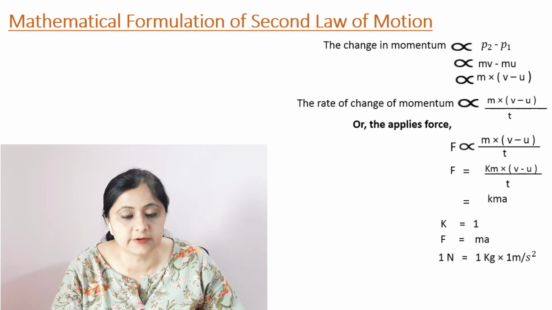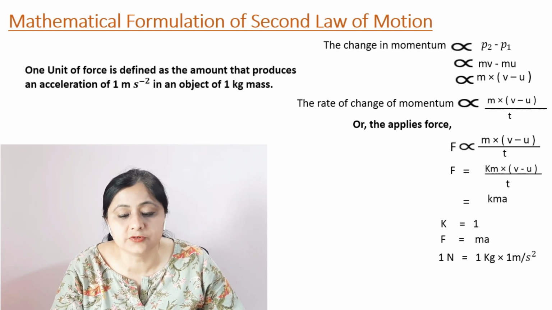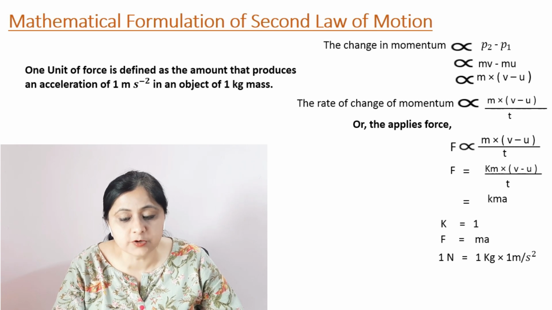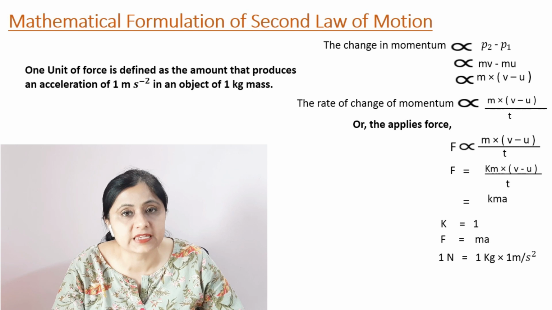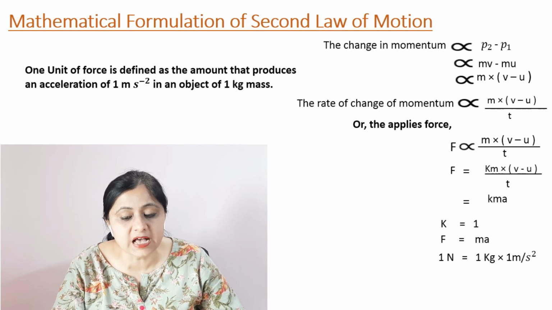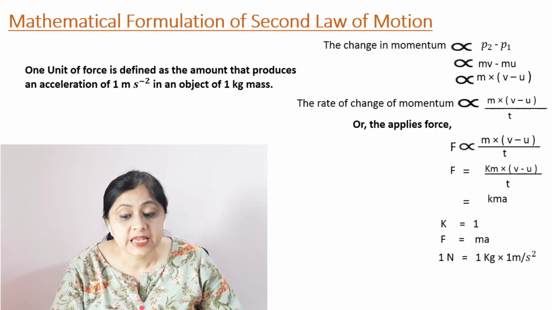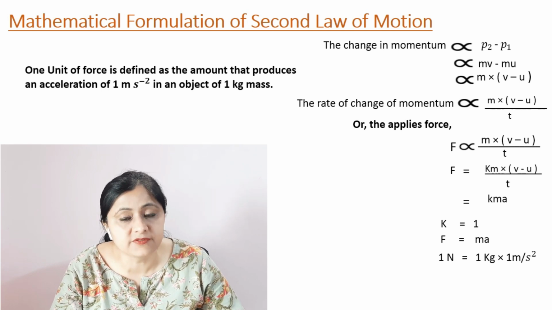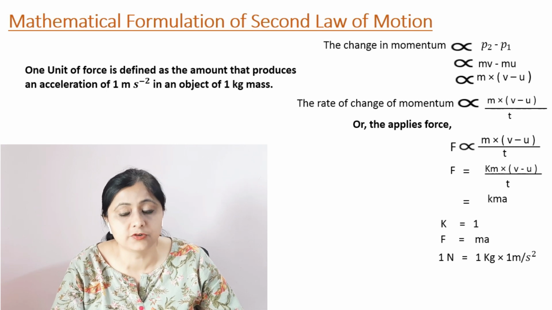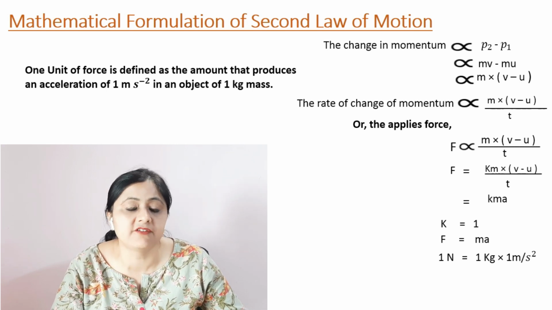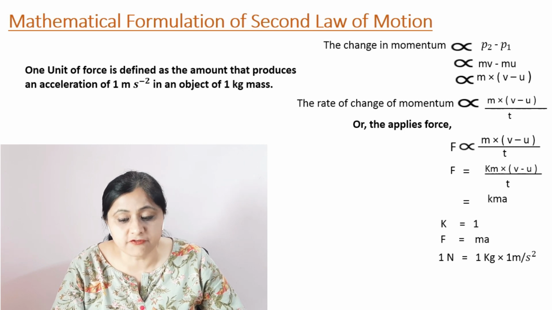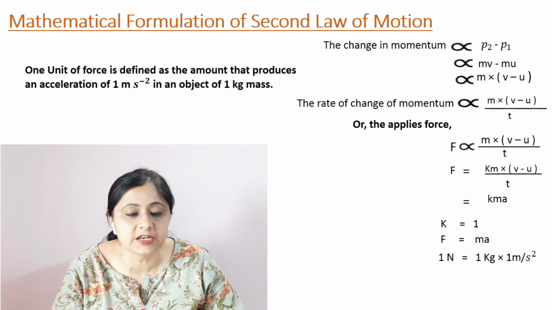That is newton. Now we have to define the 1 unit of force. Suppose we have to produce 1 meter per second square acceleration in an object of mass 1 kg, then the force will be 1 newton. It means if you know the formula, you can derive the unit yourself, and you can even write the definition of the unit. So if we have a 1 kg object and we have to produce 1 meter per second square acceleration, then the force applied will be 1 newton.